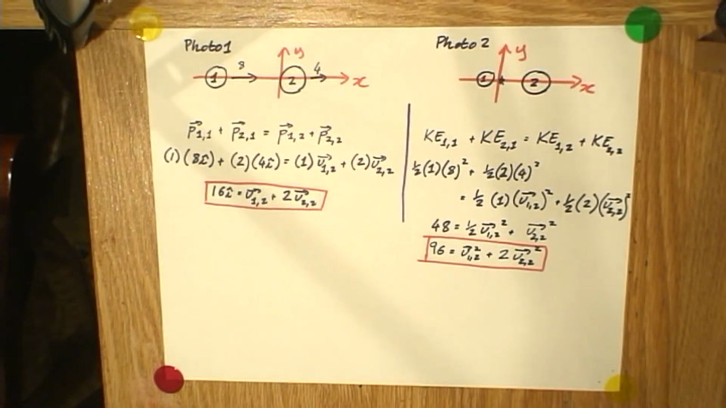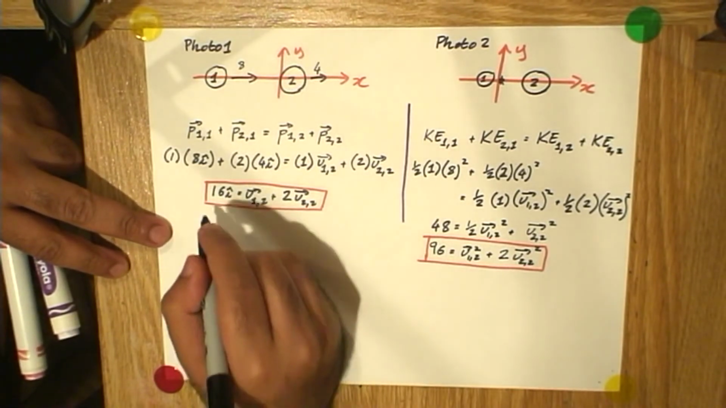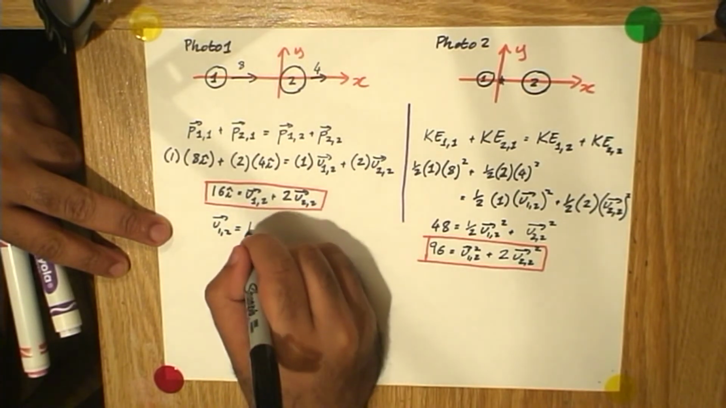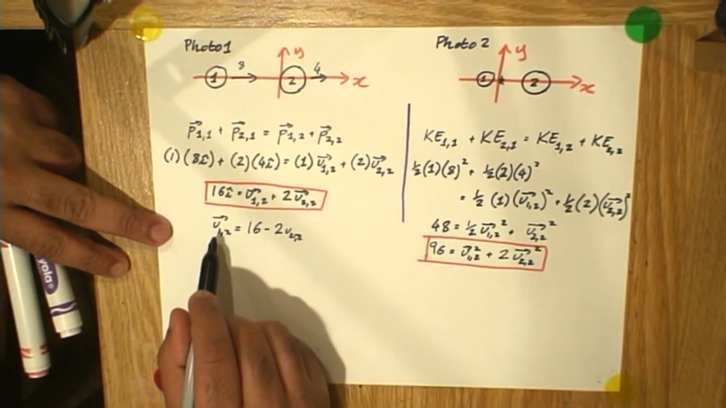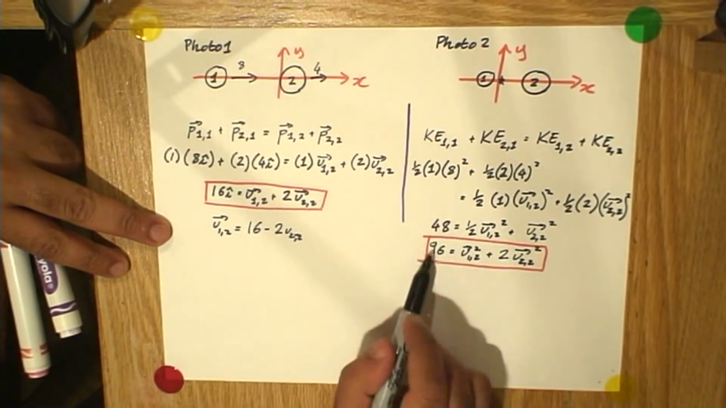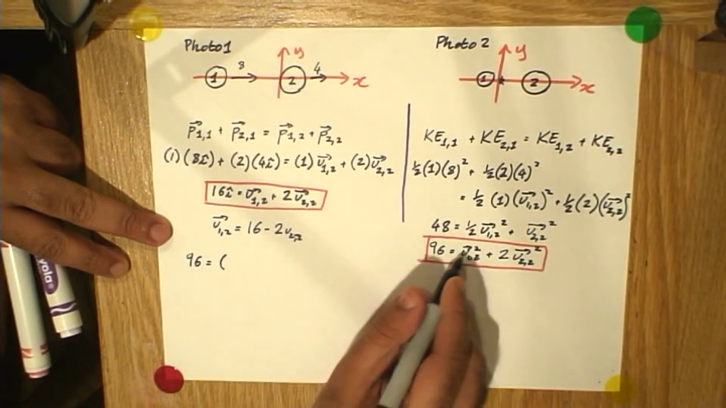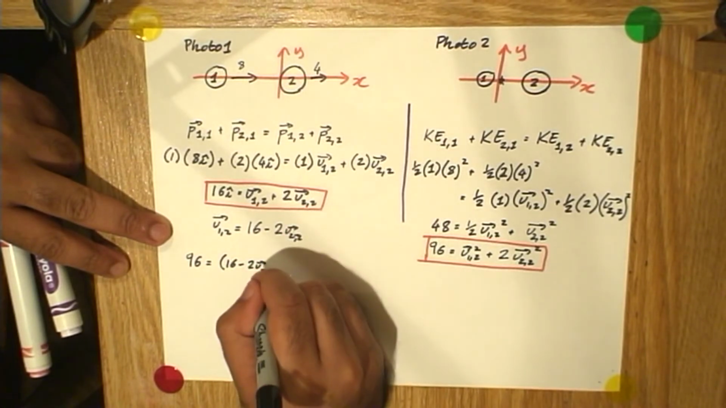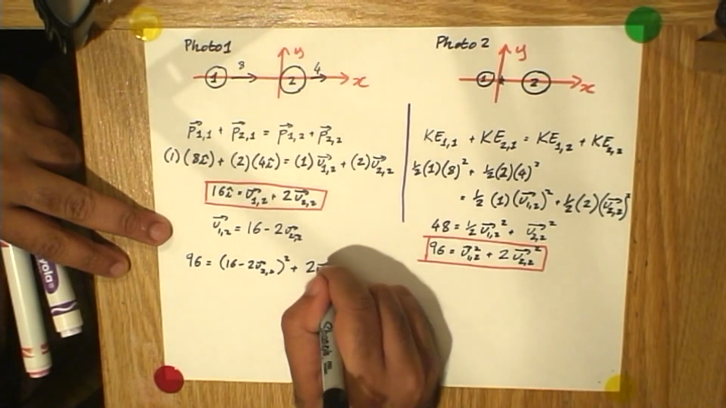Now, what are we going to do with these? Well, what we can do is we can follow a similar procedure as before, where we isolate v1f. So v1f is equal to 16 minus 2v2f. And we now take this and we plug it into this equation over here. So 96 is equal to v1f, which is 16 minus 2v2f, squared plus 2v2f squared.